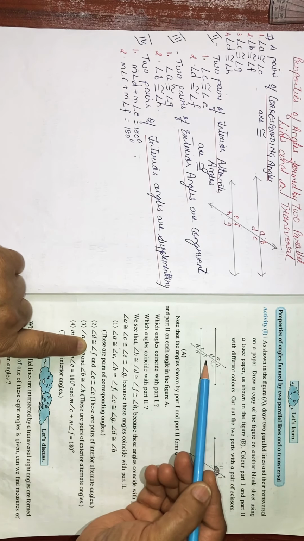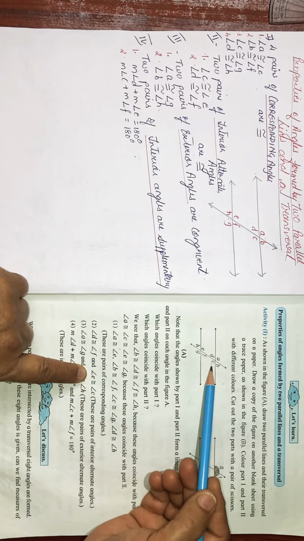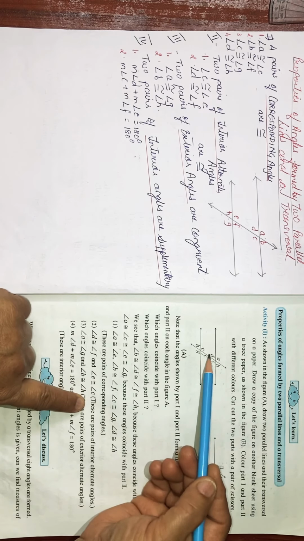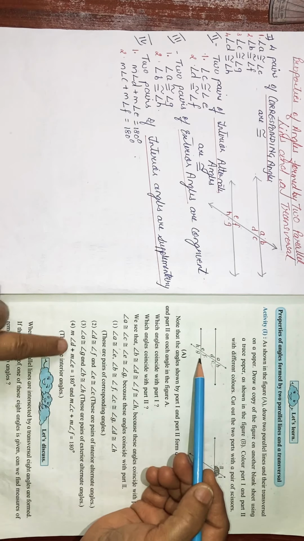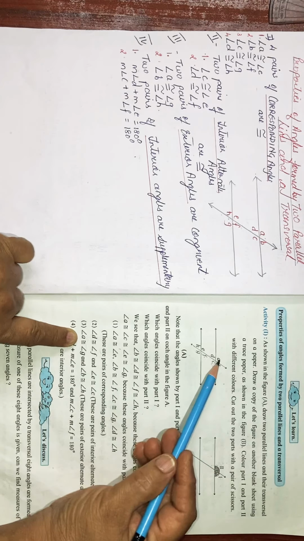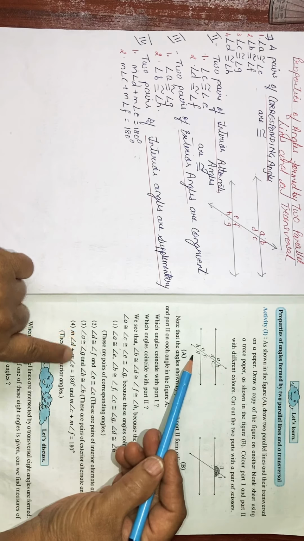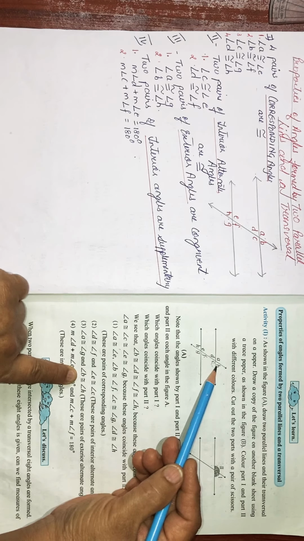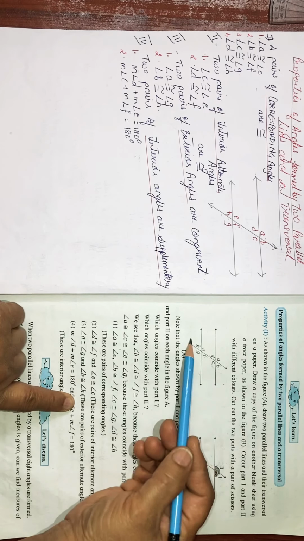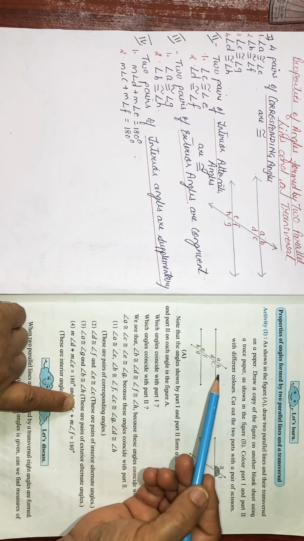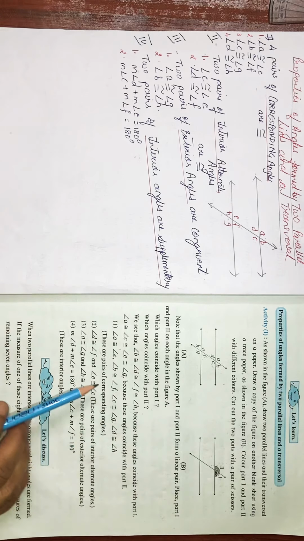Angle D is congruent to angle F and angle E is congruent to angle C because they are pairs of interior alternate angles. Again, angle A is congruent to angle G and angle B is congruent to angle H. Why? Because these are pairs of exterior alternate angles.